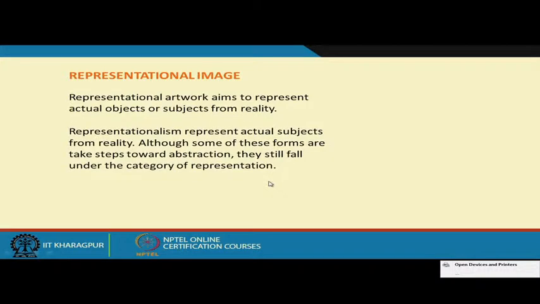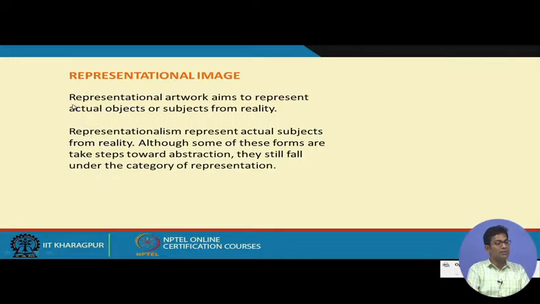So, now we will go to two types of image representation. There are two types of image representation. The first one is the representational image or representational artwork.